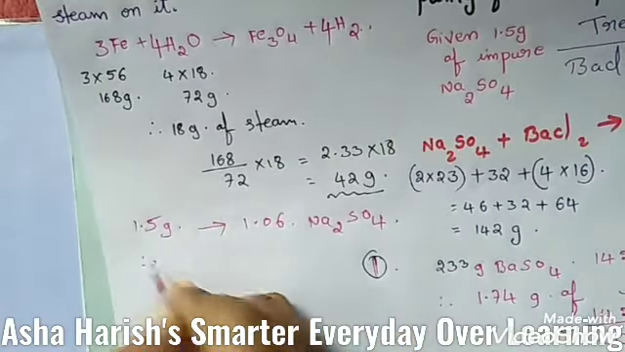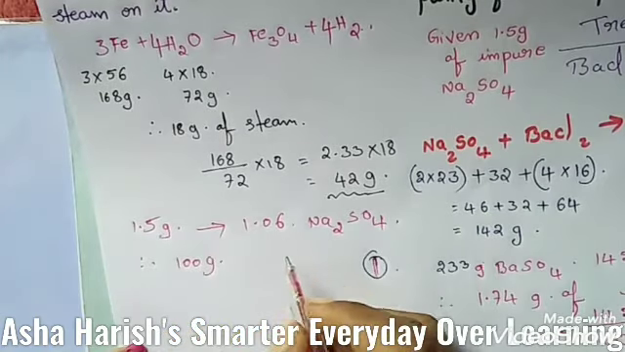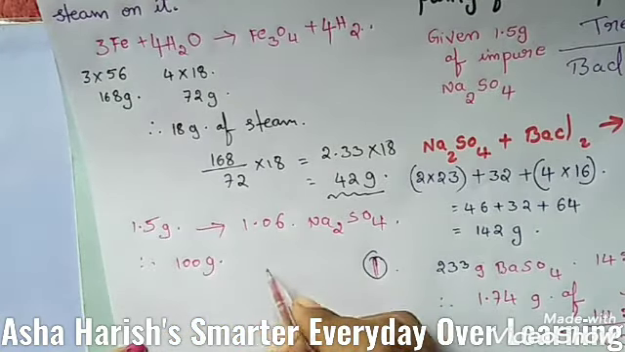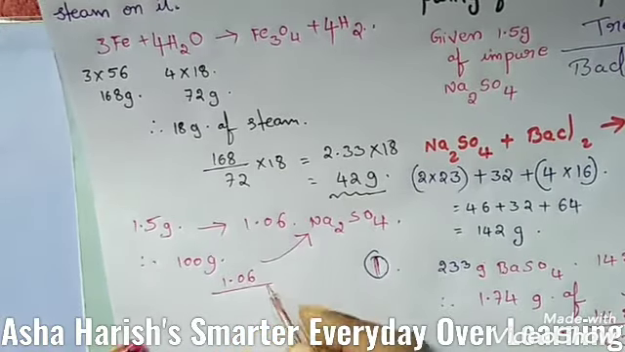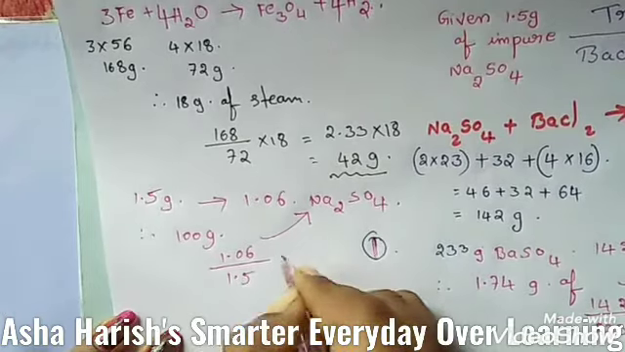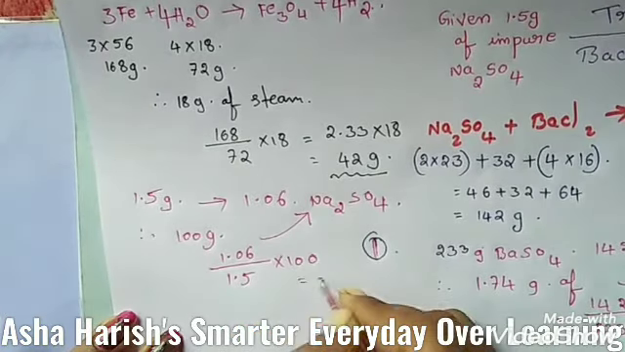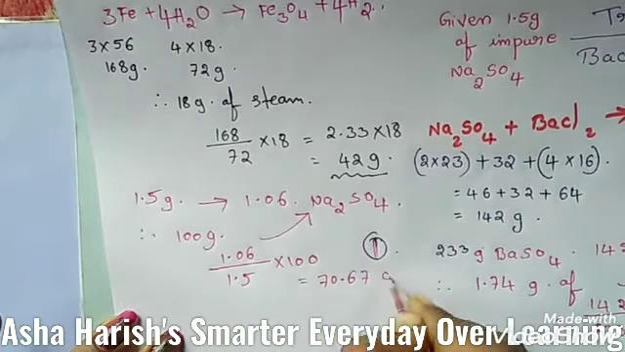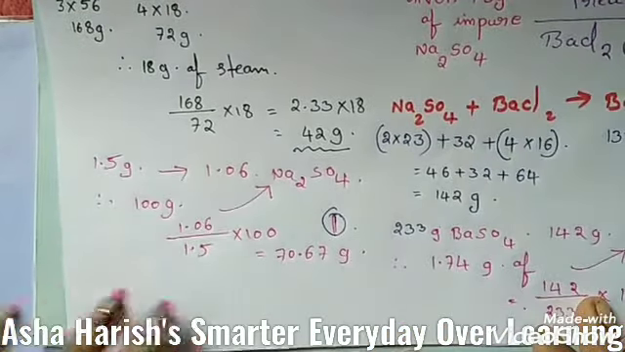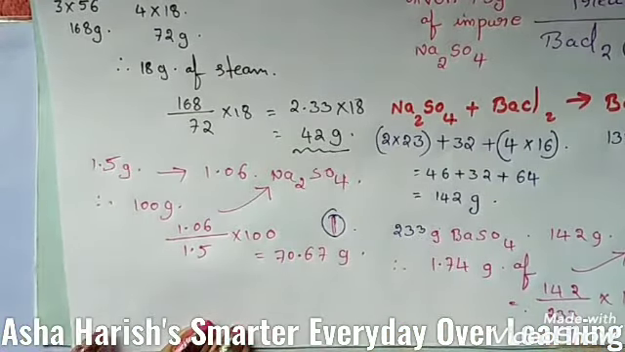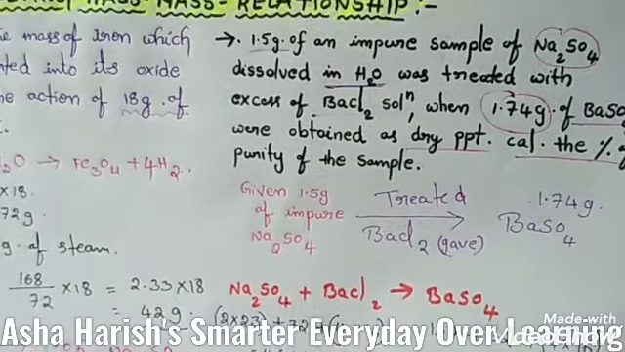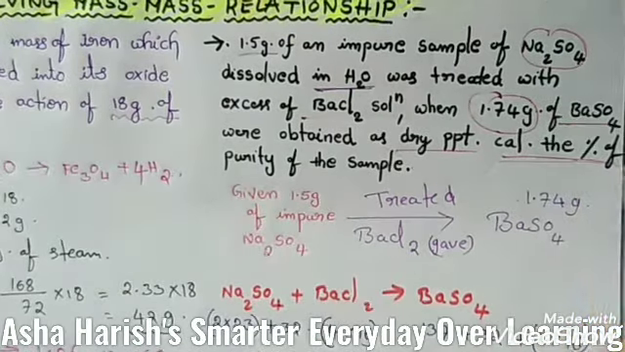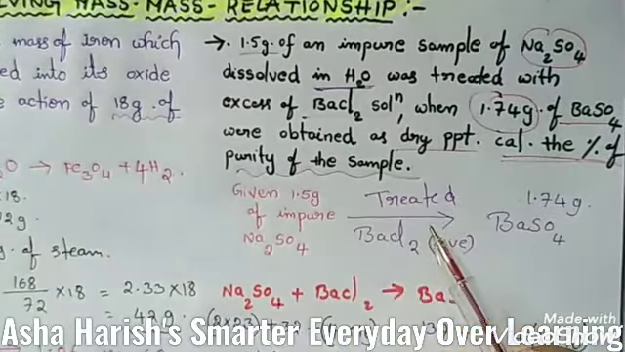Now, therefore, 100 grams of the impure sample will contain the pure Na2SO4. For that, the calculation is 1.06 by 1.5 into 100, which is 70.67. So this is the percentage purity of the impure sample, 70.67. This is the complete solution of this question, calculating the percentage of purity of the sample in 2 steps.